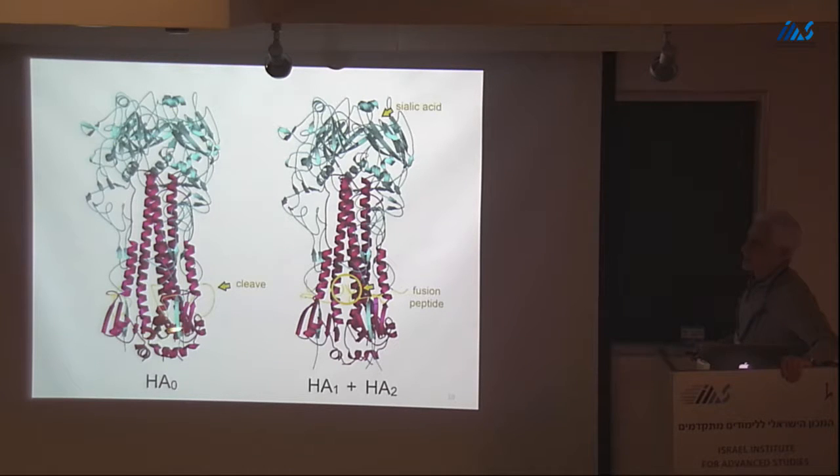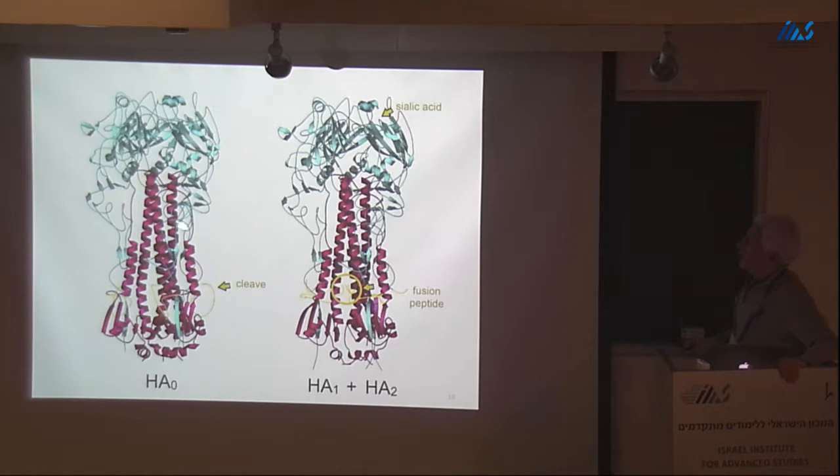It's synthesized as a single chain precursor known as HA0 that is cleaved by proteases either in late compartments as the protein arrives at the cell surface where the virus buds out, or probably more generally by extracellular proteases secreted by other cells in the bronchial and alveolar epithelia. In any case, that cleavage is critical to activate it as a catalyst. Think of this as the proenzyme, and this is the activated enzyme.